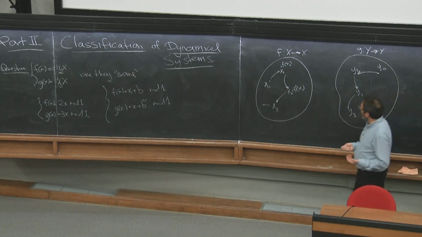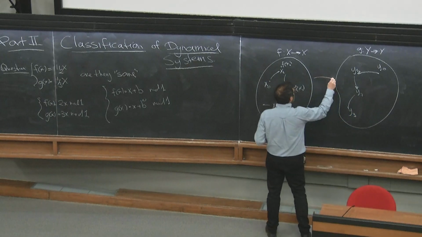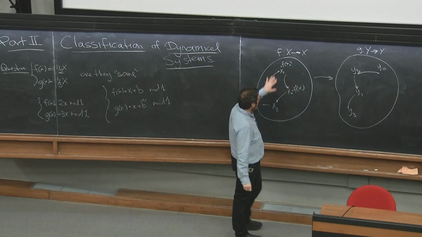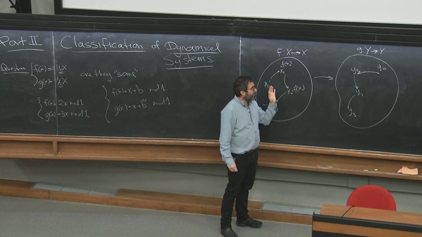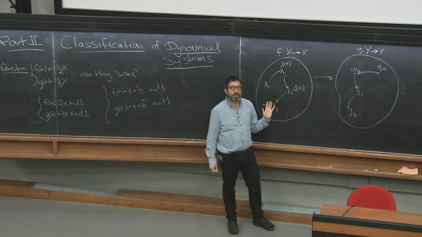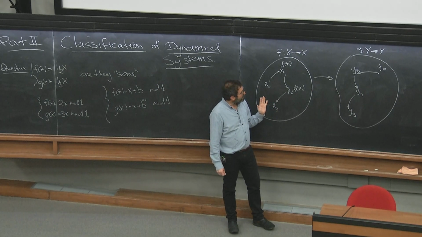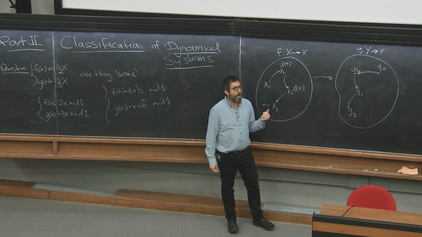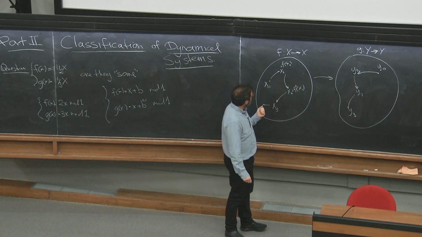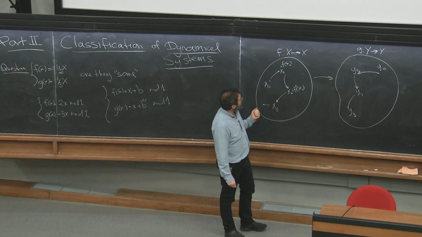So you want some kind of matching up all the fixed and periodic points should be the same in the two systems. And what about non-periodic points? So how can we match up orbits?